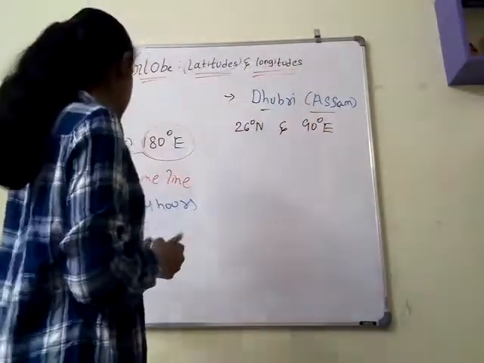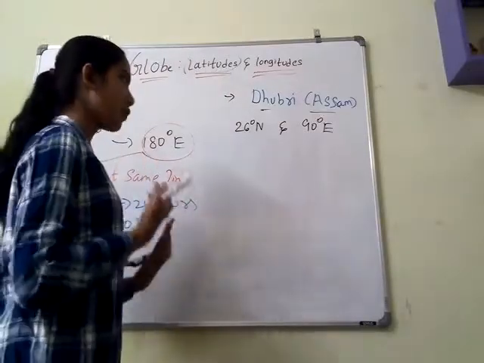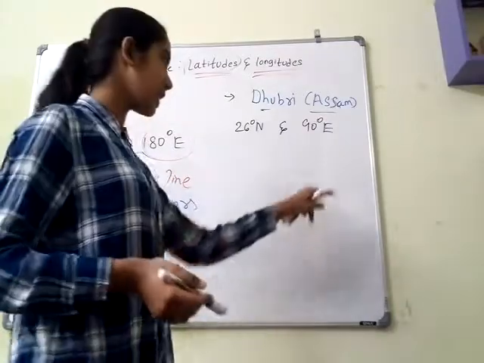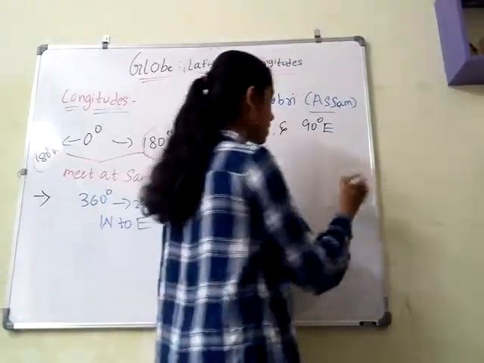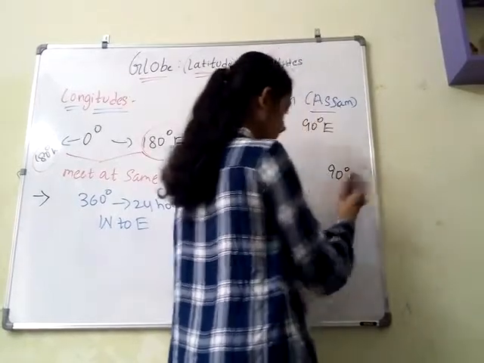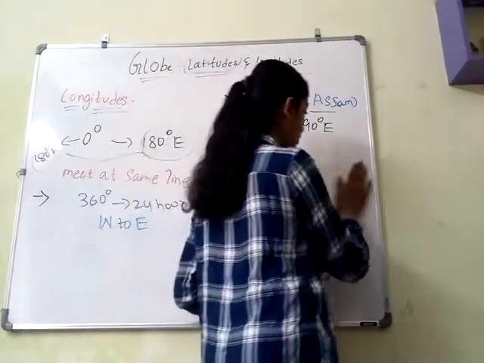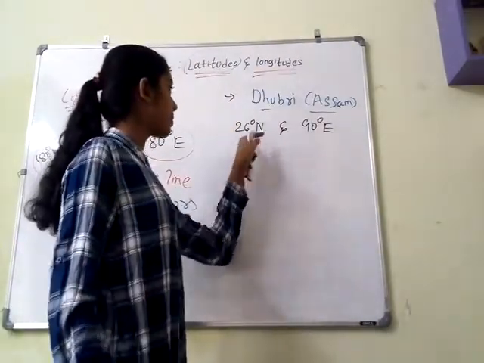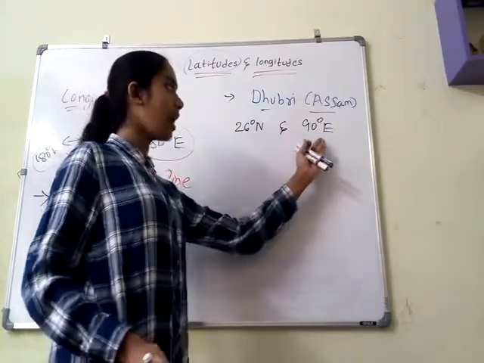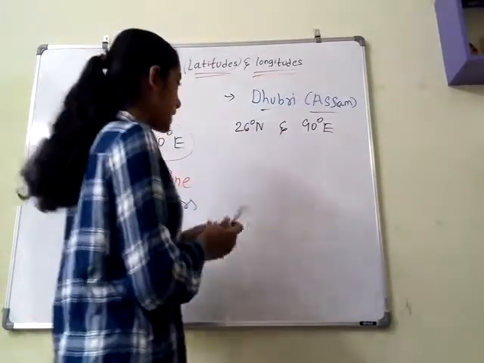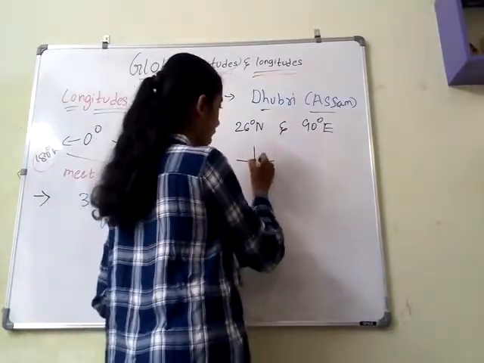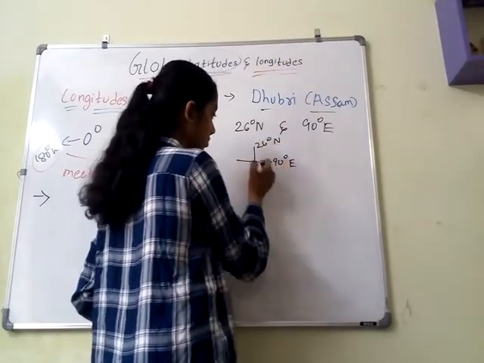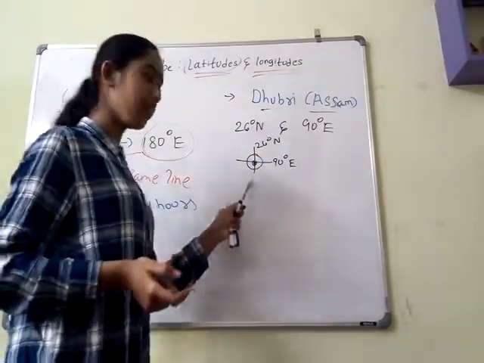So I said that we divide on the basis of the longitude of the prime meridian into the eastern hemisphere and the western hemisphere. The eastern hemisphere we denote with capital letter E. West you can just denote with capital letter W. Now you can see this. Dhubri in Assam is located at 26 degrees north latitude and 90 degrees east longitude. The intersection of these two will form the location of Dhubri.